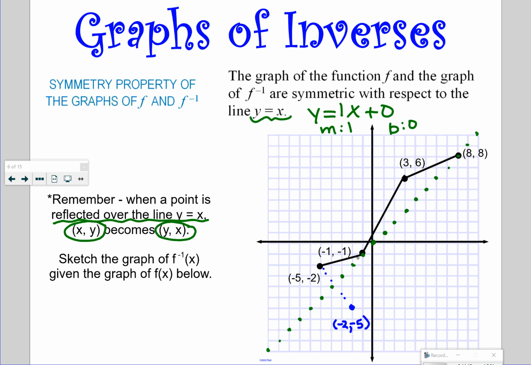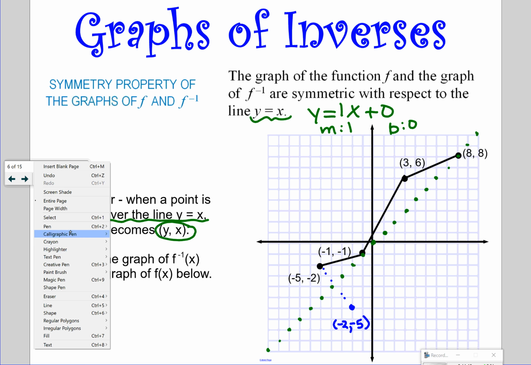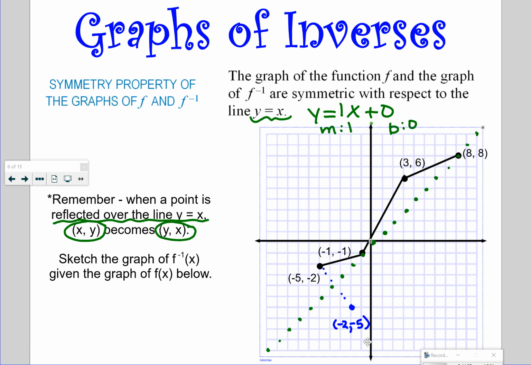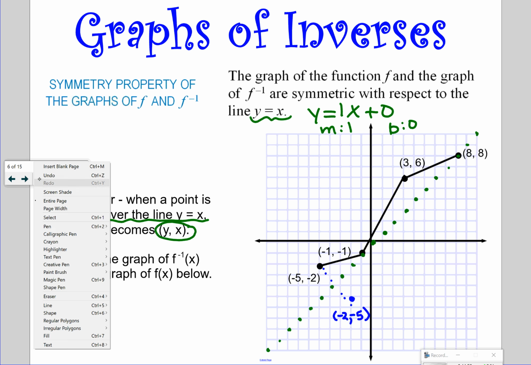Actually, I might have labeled mine 1, 2, 3, 4, 5, 6. Mine might be a little bit low. I think I went one too low there. Let's see if I can move it up a little bit. There we go. Perfect. Okay, so let's try the next point.